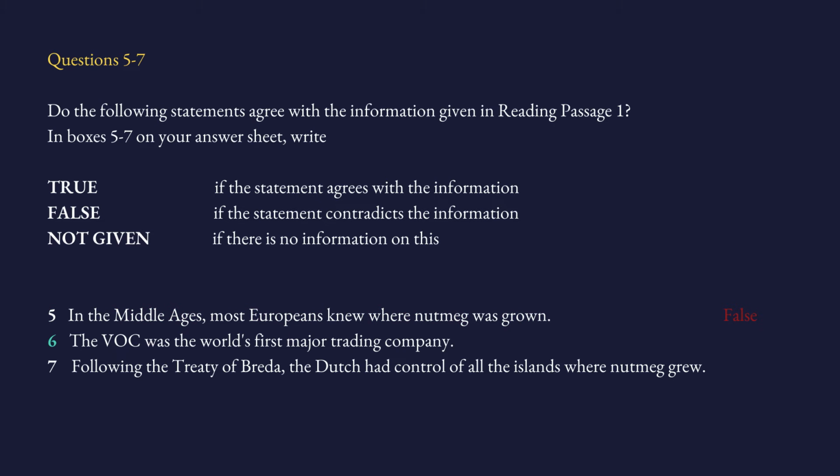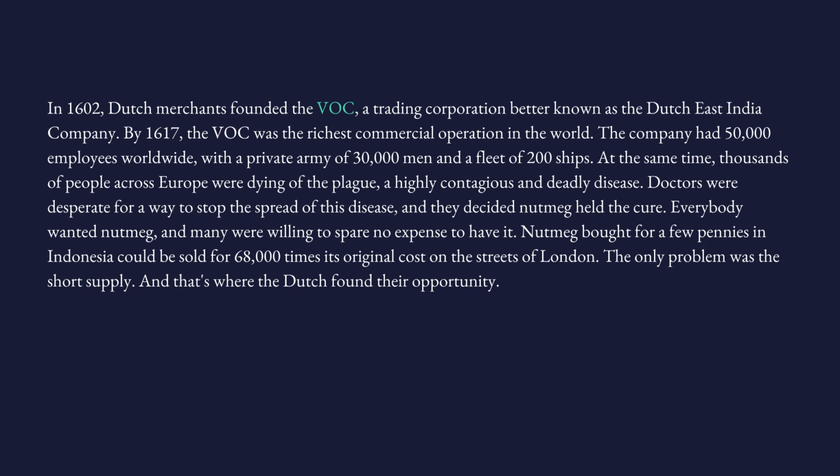Question number 6. The VOC was the world's first major trading company. The keywords are VOC, and here is actually a key phrase, world's first major trading company. Let's go to the passage. And here we have it in paragraph 4. VOC, trading corporation, world. Now, let's read the sentence. It says, in 1602, Dutch merchants founded the VOC, a trading corporation better known as the Dutch East India Company. So, this doesn't tell us that the VOC was the world's first major trading company. It says that it's a major trading company, but not that it's the first one.